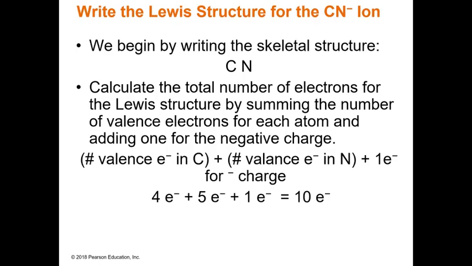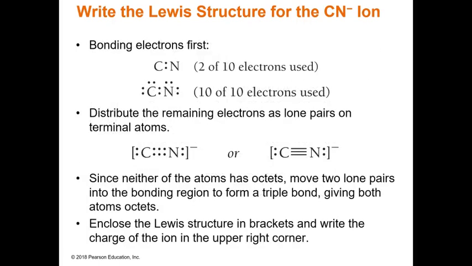To draw the Lewis structure for the cyanide ion, CN-, we start with the skeletal arrangement, C-N. Carbon has 4 valence electrons, nitrogen has 5, and we add 1 more for the negative charge.